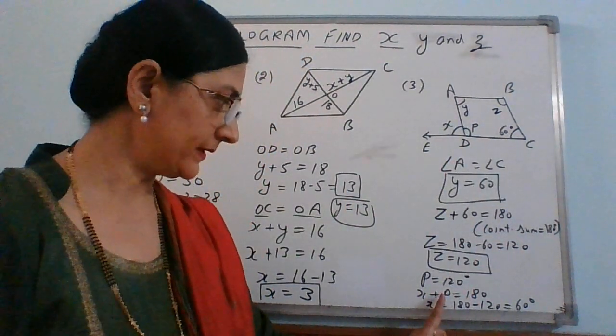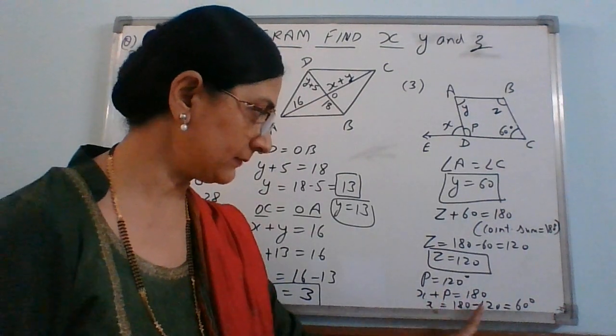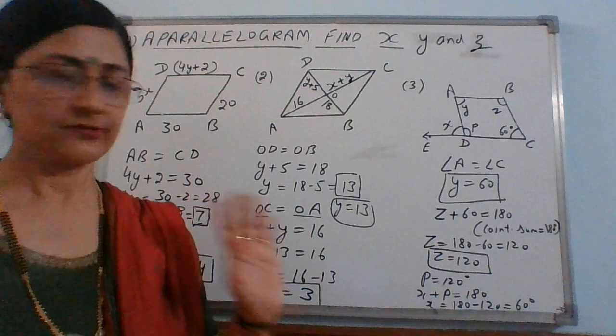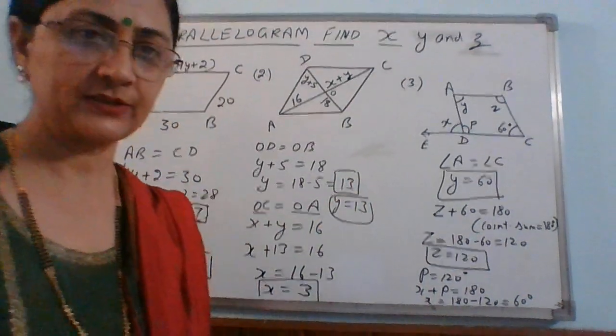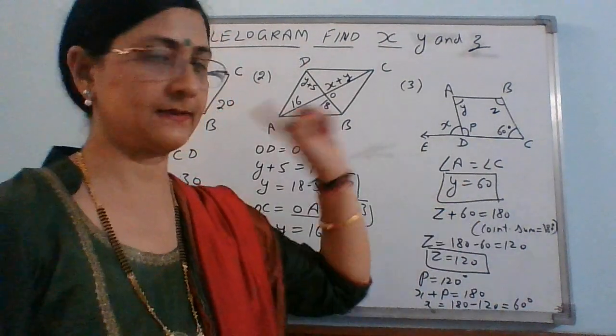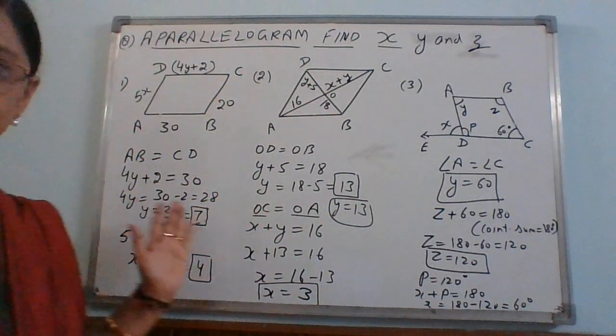P you already have, so that will go to that side. P becomes negative there; I put the value of p in directly. 180 minus 120, that is 60. So this way we found the value of x also, right? So x is 60, z is 120, y is 60 degrees. I hope these three questions are clear.